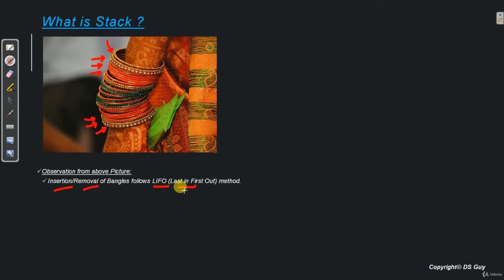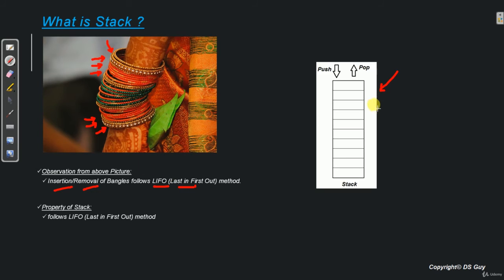Now incidentally, the stack data structure also follows the same property, that is, whichever element enters the stack last needs to be taken out first. So now let's quickly see an example of a stack data structure. Here we have a stack and this follows a LIFO method.